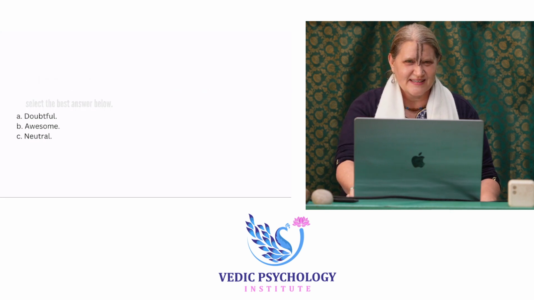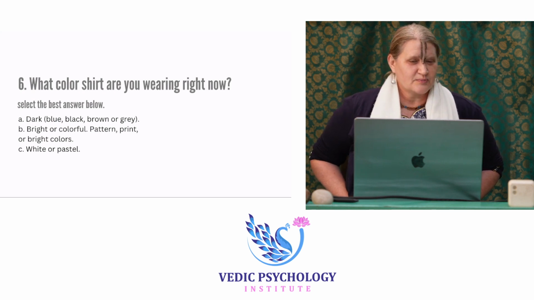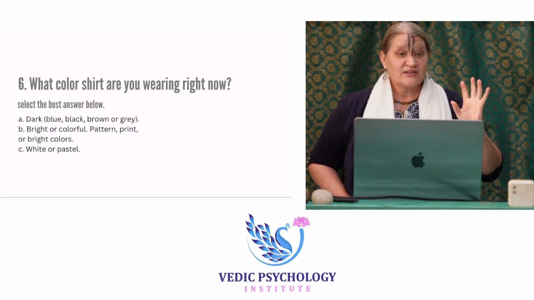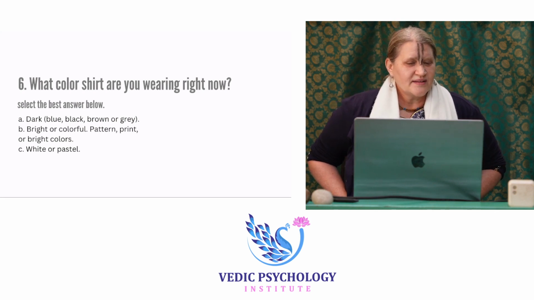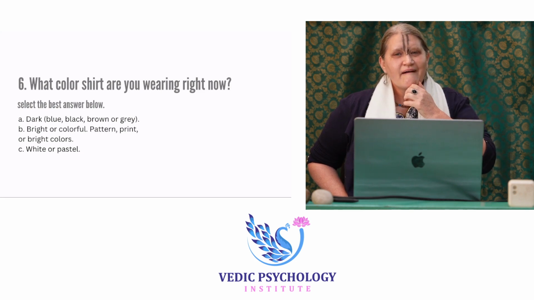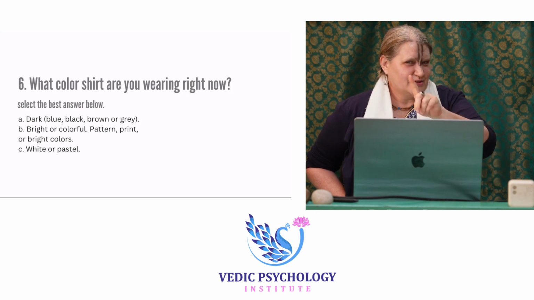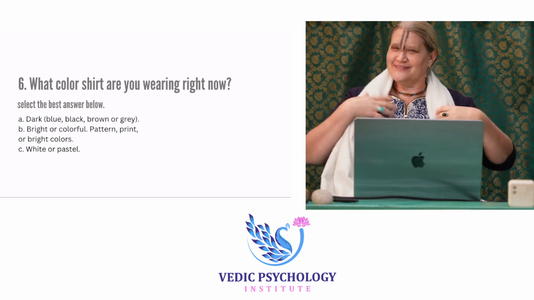Okay. 6. What color shirt are you wearing right now? A, dark blue, like a black color, a brown or gray. B, bright and colorful, like a pattern or a print or bright colors. Or C, white or pastel. What color are you wearing right now? You can say white. I say red. Red. Yeah, red. I say pastel. You got dark. No cheating. Dark. It's whatever the thing is that's the covering.